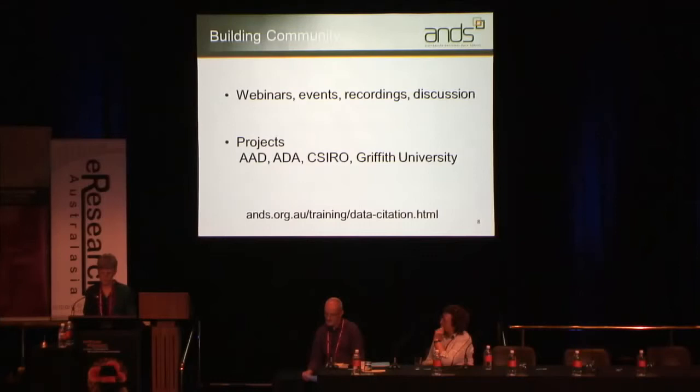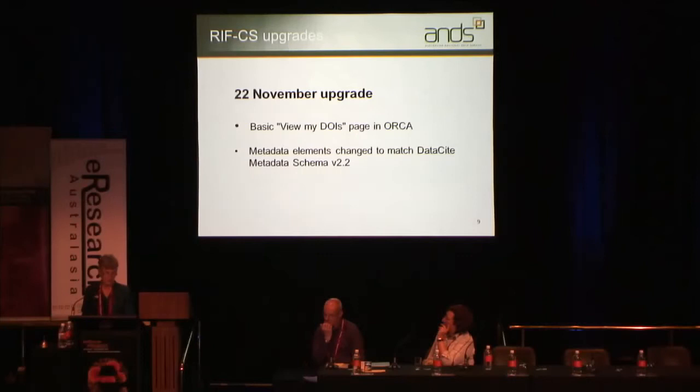On the 22nd of November is the annual RIFCS upgrade, and it coincides with Release 9, and there are two things of interest for those of you who are interested in data citation. The first one is there'll be a basic View My DOIs page. So it's very basic, but it allows anyone who's minting DOIs to keep track of them. You can also do that through DataCite. And the metadata elements have been changed to bring them into line with DataCite Metadata Schema version 2.2.